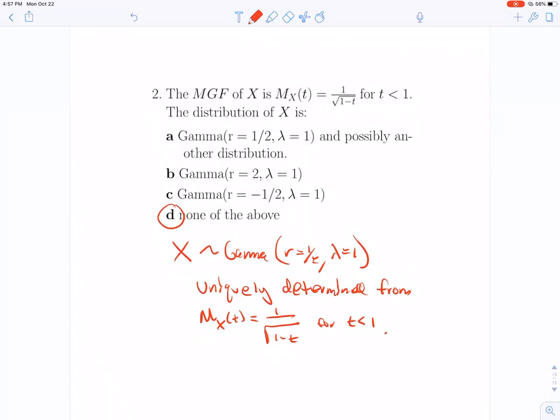So there you go. MGFs are an incredibly useful tool.